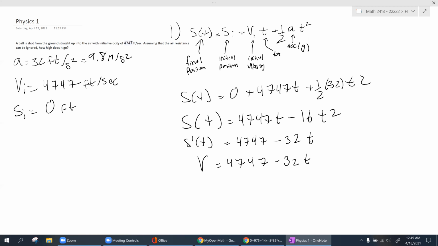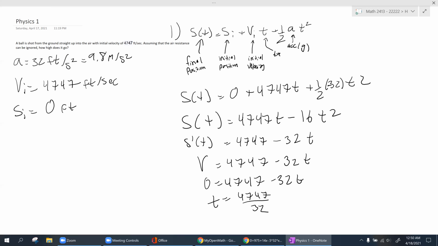Meaning I can go ahead and find the maximum point of that position function. So this here would give me 0 is equal to 47 minus 32t, or t algebraically you see is 47 over 32. What's that time? What does 47 divided by 32 give me?